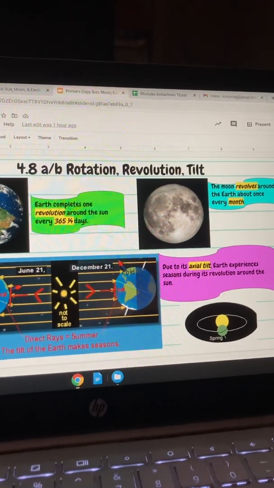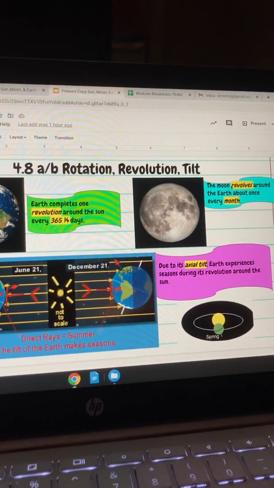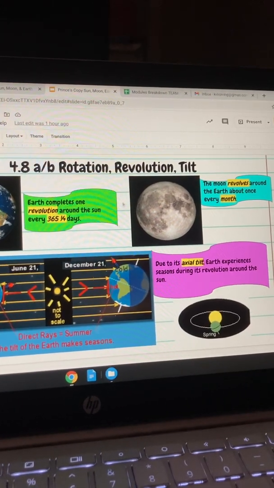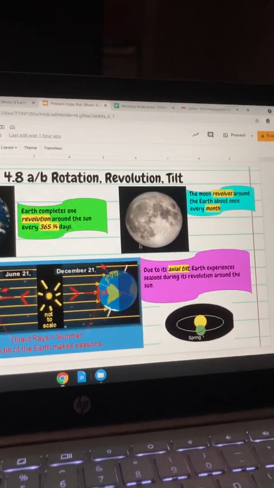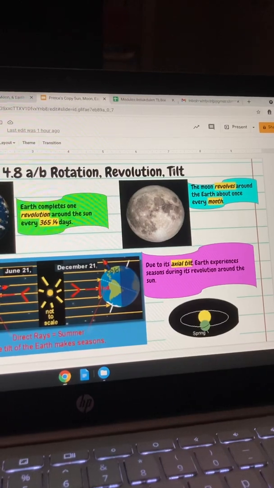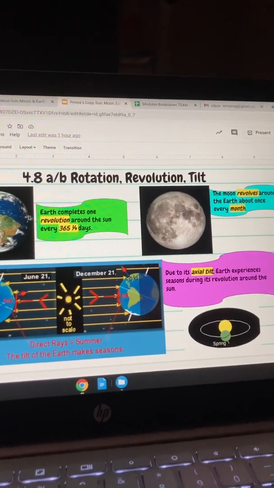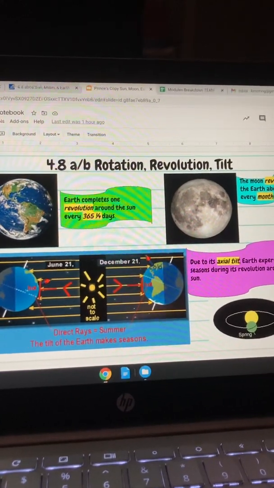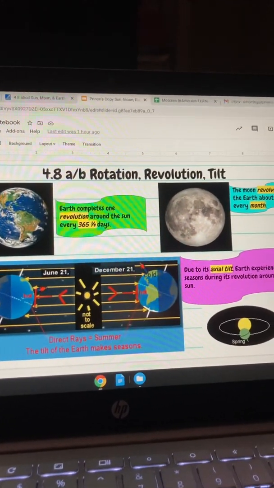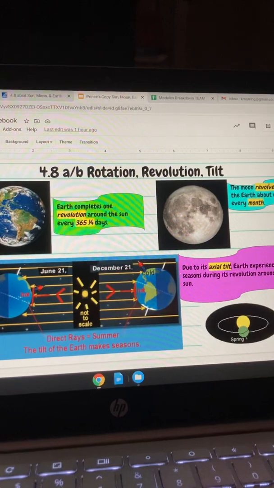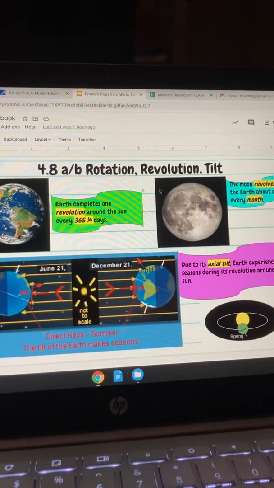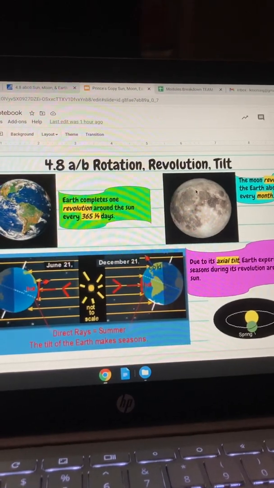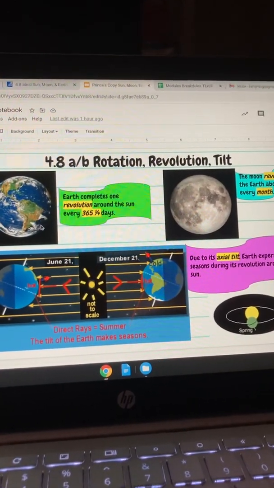Okay. The moon, however, revolves or completes a revolution around the Earth about once a month. So the moon's trip around the Earth is much shorter than the Earth's trip around the sun. This is revolution, revolving around the object. Revolving around the sun, revolving around the Earth, depending on if you're talking about the moon or the Earth.